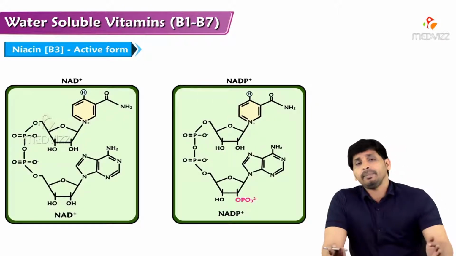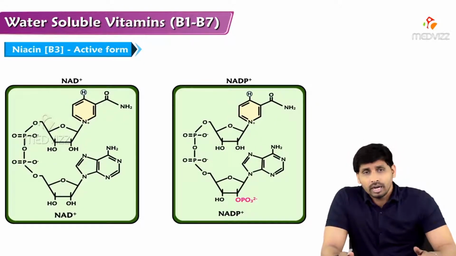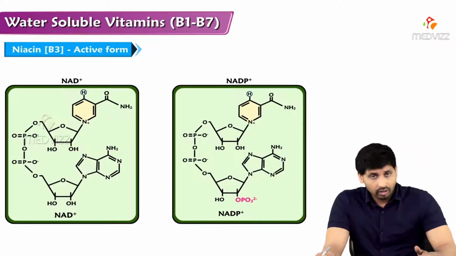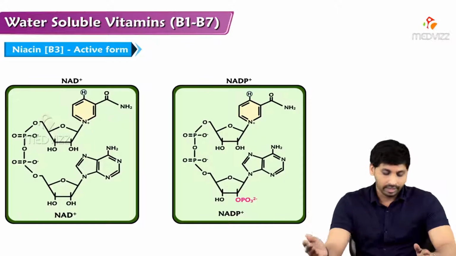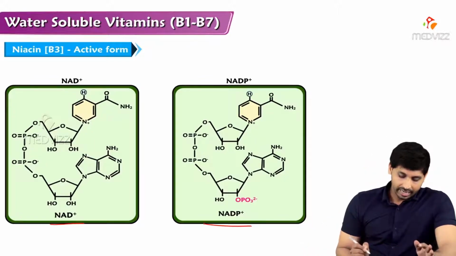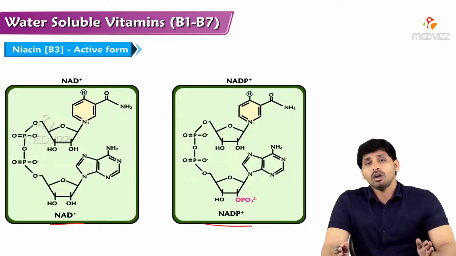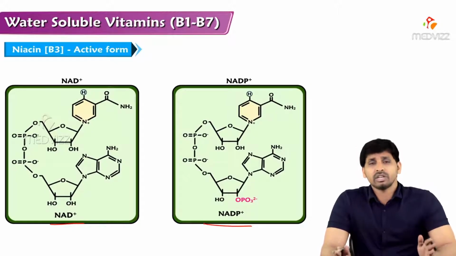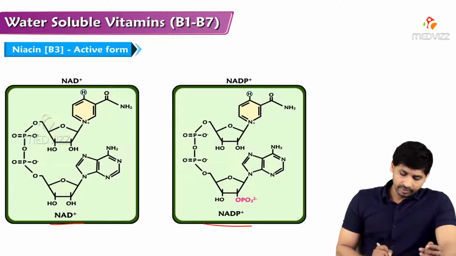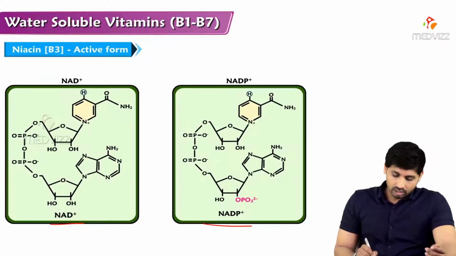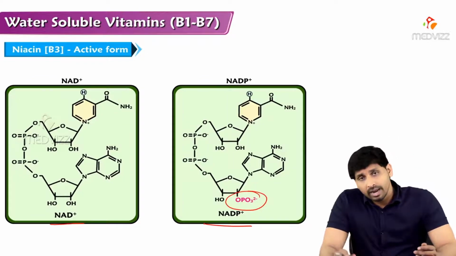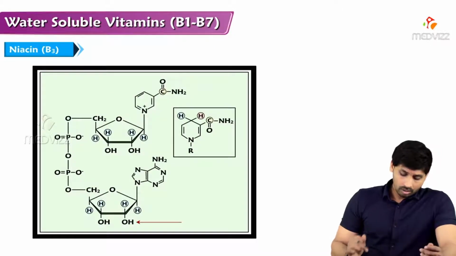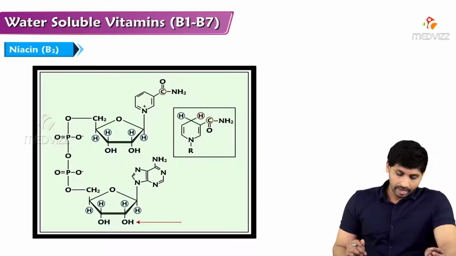NAD is nicotinamide adenine dinucleotide, and NADP is nicotinamide adenine dinucleotide phosphate. These are the two coenzymes. NAD is seen in all oxidation reduction reactions, and NADP in synthetic reactions, especially lipid synthesis. The difference between NAD and NADP is the addition of a phosphate group on the pentose, that means the ribose sugar present in the structure. So this is the complete structure, nicotinamide.